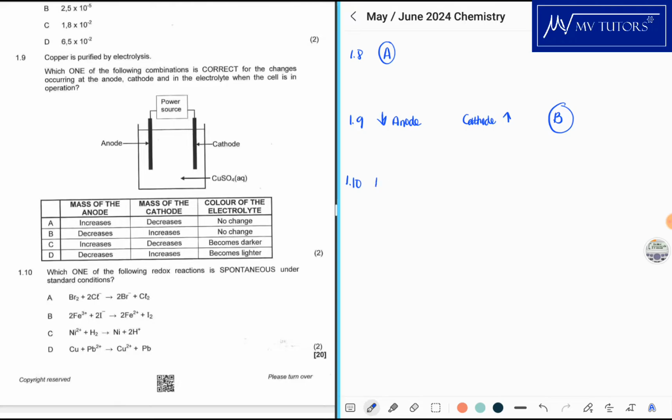Okay, so for A, let's just have a look at what happens with bromine, because that one undergoes reduction and chlorine undergoes oxidation. Okay, I just want to write them down. So we have iron and we have iodine. Iron is the one that undergoes reduction. Nickel here undergoes reduction. And then you have hydrogen, which undergoes oxidation.